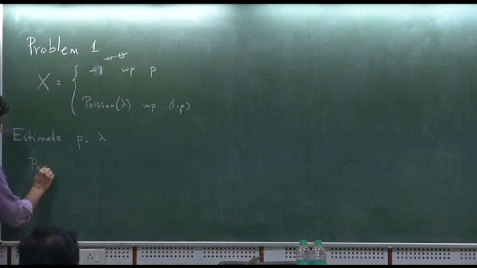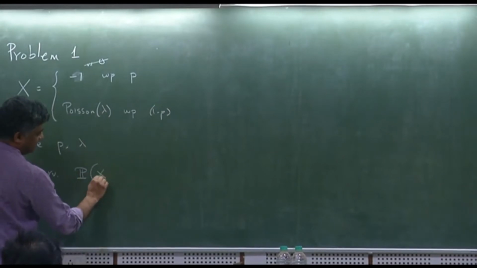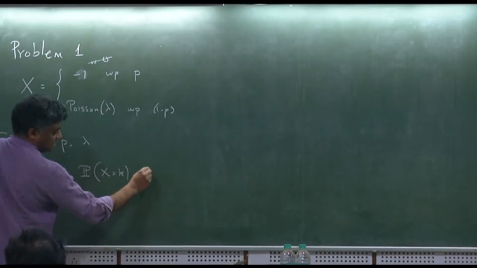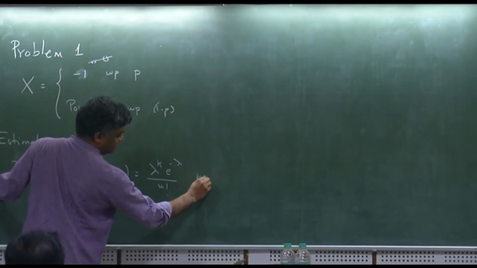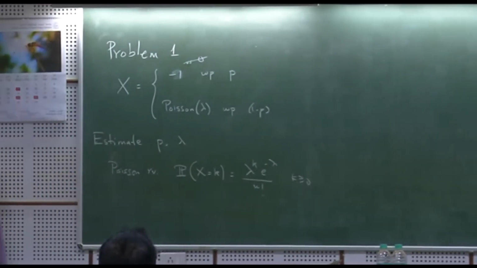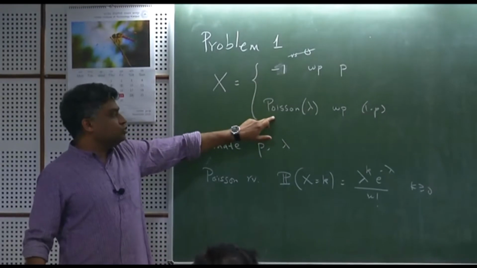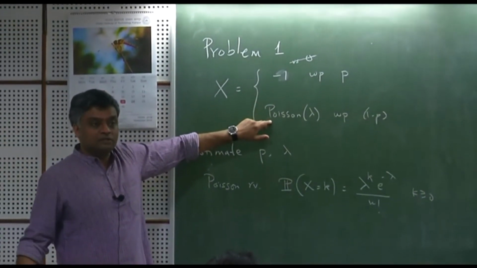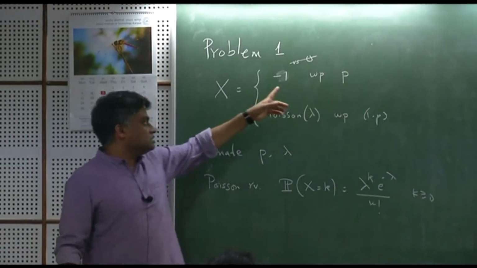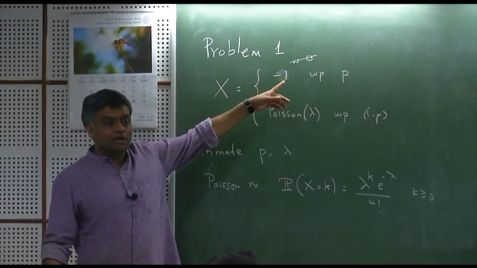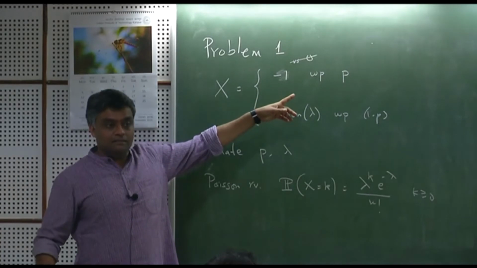So for a Poisson random variable, the probability that x is equal to k is lambda to the k e to the minus lambda over k factorial for k greater than or equal to 0. That's the probability mass function for a Poisson random variable. So if I put this as -1, there is no way Poisson could have generated the -1. So how do I get p? It's very easy, because I just count the number of times -1 showed up over the total number of experiments that I did. P is just that number divided by n.